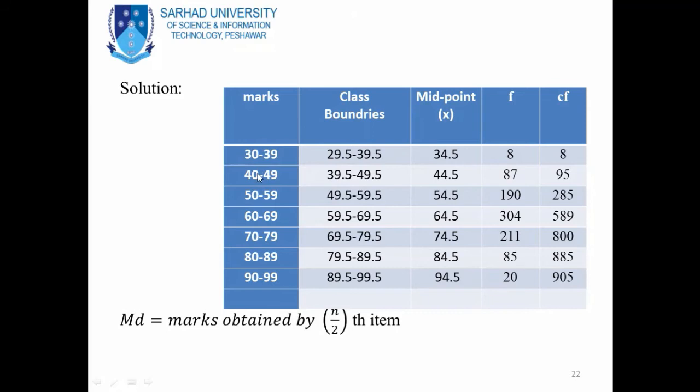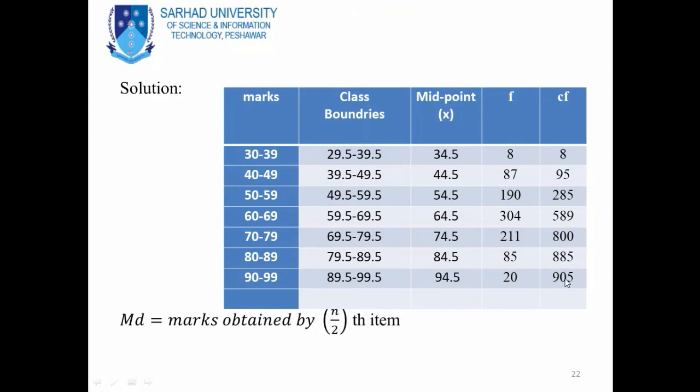Similarly, subtract 0.5 from the lower limit and add 0.5 to the upper limit. You see over here, now the data is in continuous form. So these are called the class boundaries. Now find the class midpoint of each class. Add these two boundaries and divide by 2, and you will obtain the midpoint of each class. Now the frequency of each class is given, and now the cumulative frequency: 8 is 8, 8 plus 87 is 95, 95 plus 180 is 285, and 285 plus 304 is equal to this. Similarly, you see over here, these are the cumulative frequencies.